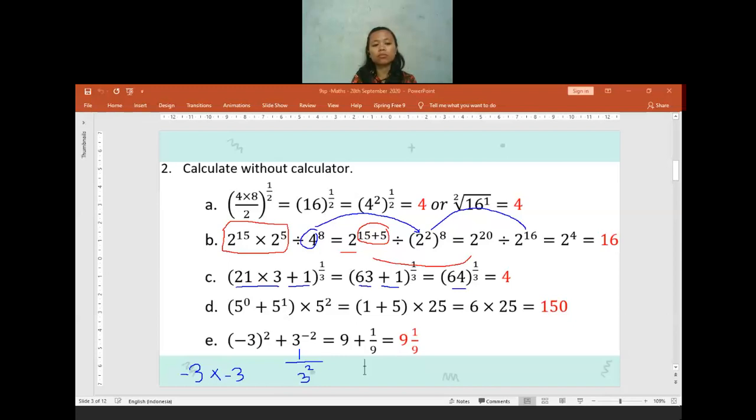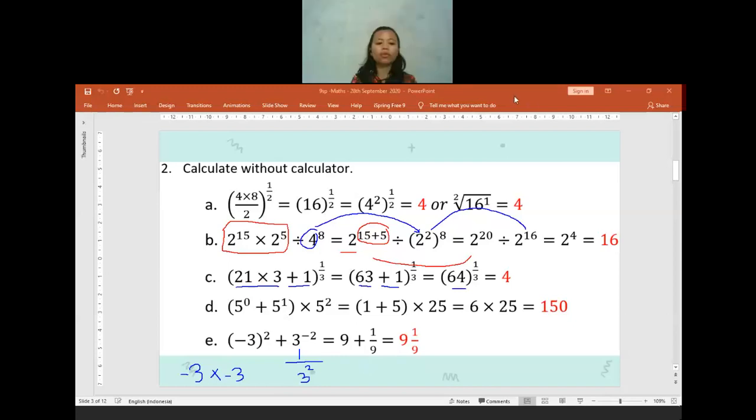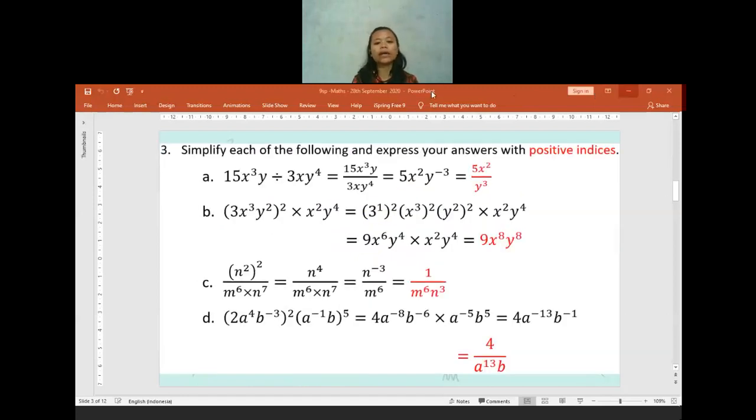No? Okay. If you really have no question, I will move to the next question, question 3. We have 15x to the power of 3y divided by 3xy to the power of 4. When we have this kind of division, I think it will be better if we change it into a fraction. Later on, it will be more visible which one you can simplify.